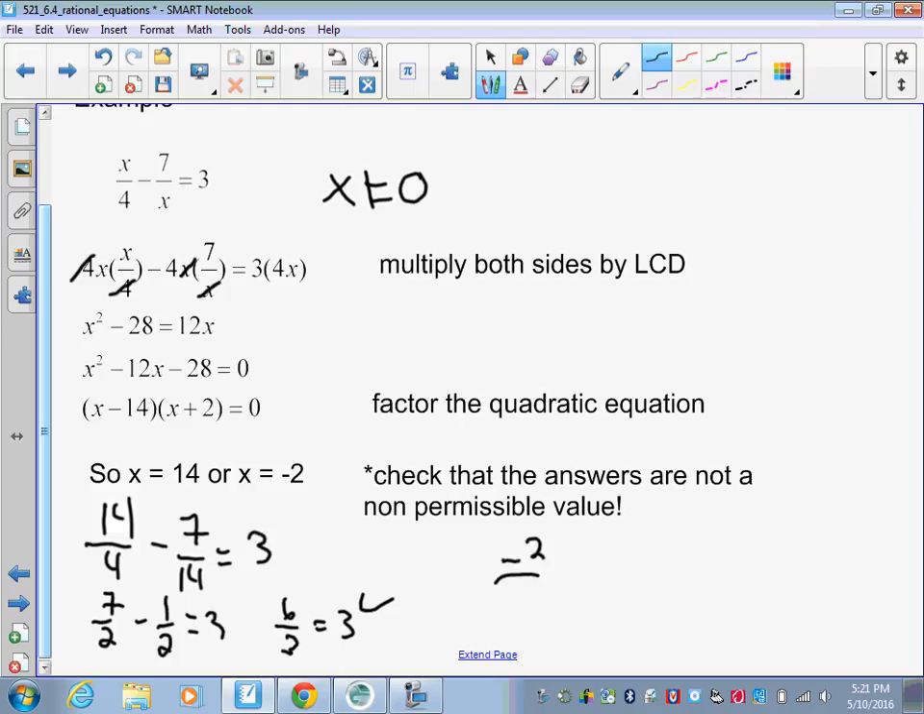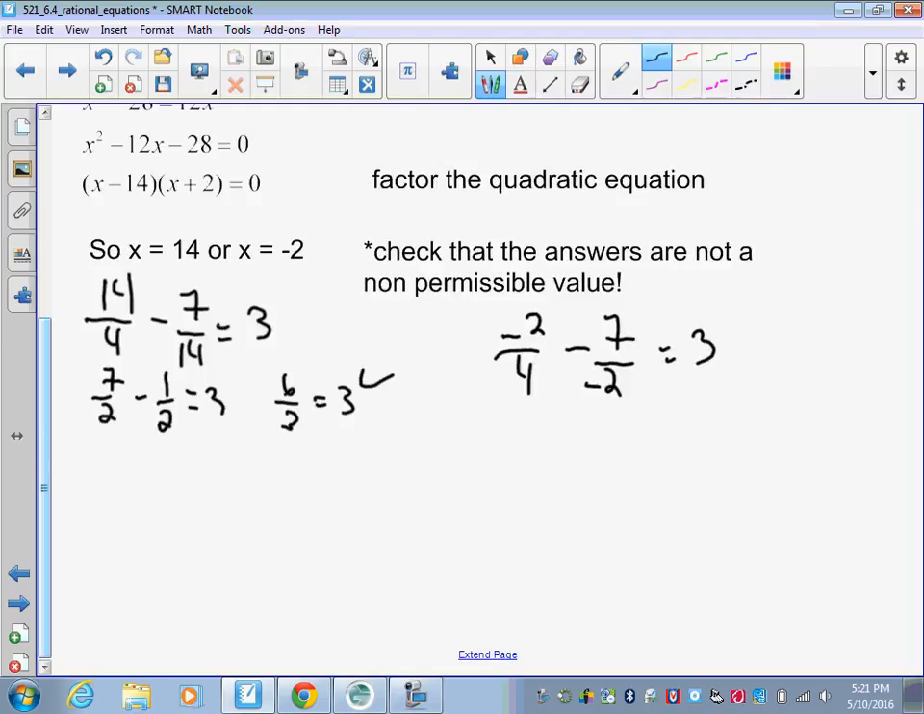Negative 2/4 subtract 7 over negative 2 equals 3. Well, let's see, this reduces down to negative 1/2. And this is the same thing as saying plus 7 over 2 because we have two negatives there. So negative 1 plus 7 makes 6 over 2, which is 3. 3 equals 3. Left side equals right side. We're right. They both work in that case. No extraneous roots.